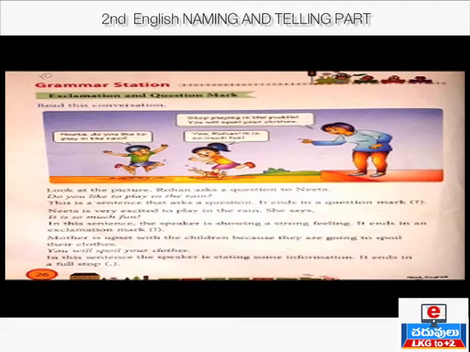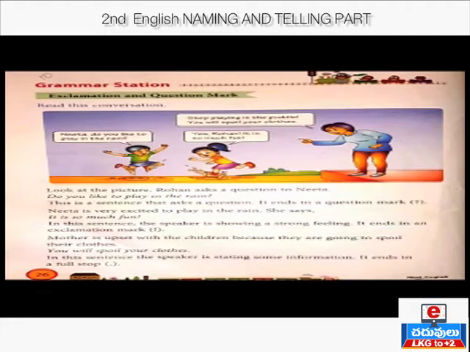Neeta is very excited to play in the rain, she says. What she says? She says that she is very excited to play in the rain. It is very much fun! In this sentence, the speaker is showing a strong feeling. It ends in an exclamation mark. You can see there, it ends with an exclamation mark.